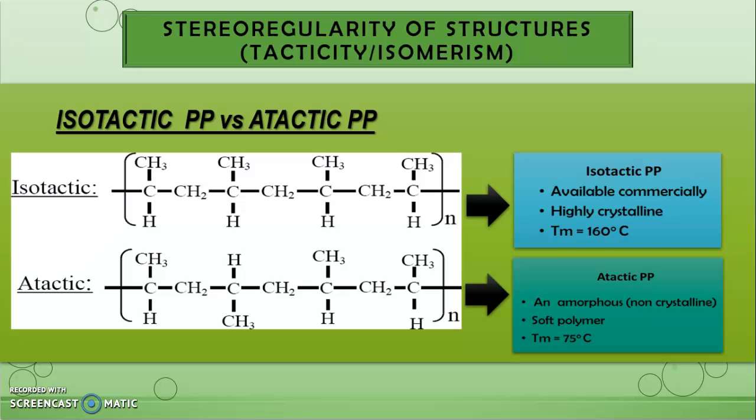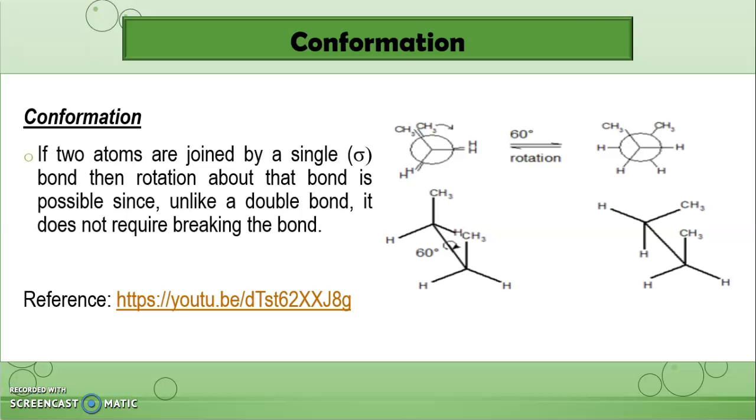For atactic PP, it is amorphous or non-crystalline and tends to produce a soft polymer, and the melting point is 75. So atactic PP is a non-crystalline polymer. Look at the arrangement of the pendant groups. It is random.